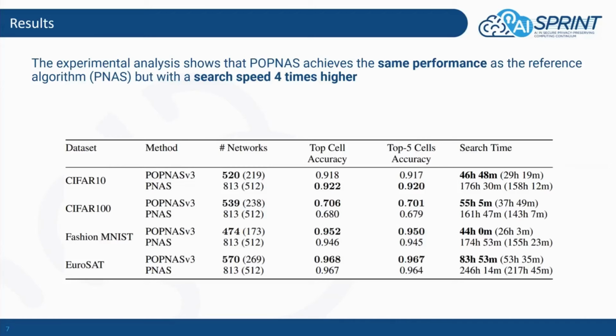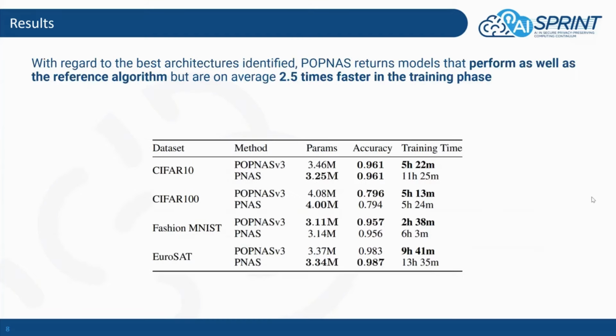This is the set of experimental results coming from the paper of POPNAS, which has been published in an international journal. And we can see that with respect to the reference algorithm, we reach the same performance in terms of accuracy with a search speed which is 4 times higher. So it allows to preserve a lot of resources in this sense.